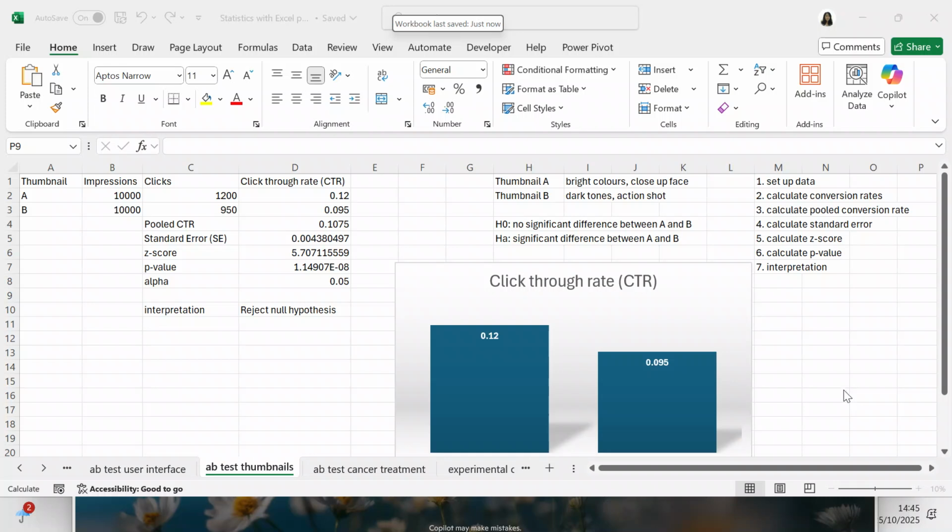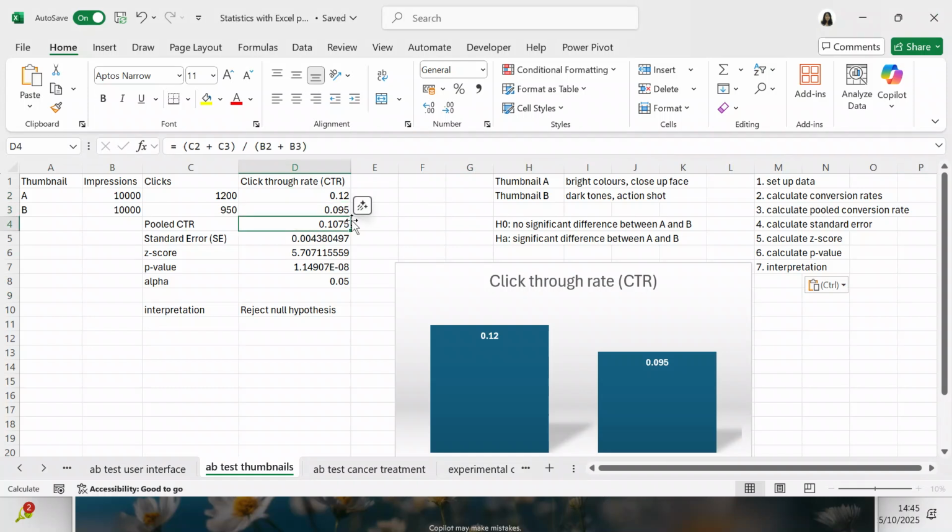So the first thing we're going to do is go to thumbnail A, which has 10,000 impressions and 1,200 clicks, meaning it's a 12% click-through rate. And you calculate the 12% by C2 divided by B2. In thumbnail B, you have 10,000 impressions, 950 clicks, and you have a 9.5% click-through rate. And that's going to be C3 divided by B3, or 950 divided by 10,000.